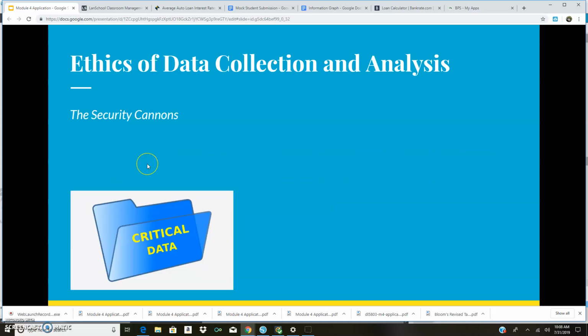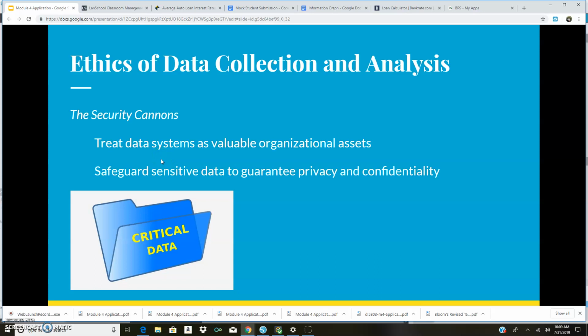The security canons. Treat data systems as valuable organizational assets. They are expensive. Treat them well. Safeguard sensitive data to guarantee privacy and confidentiality. It is important to protect data of all our students to ensure their privacy. Best practices also need to be established that are FERPA compliant and follow any additional federal or state laws.